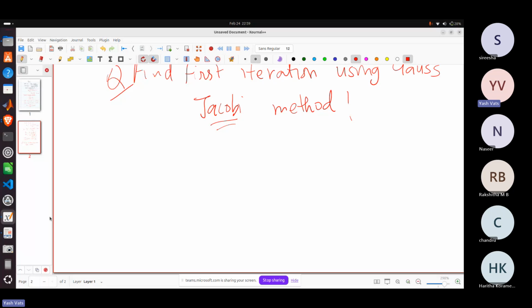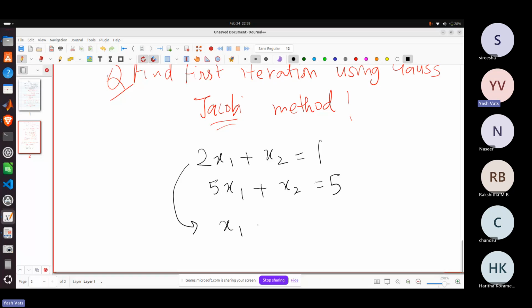So suppose I take a random equation kind of this, 2x1 plus x2 equals 1 and 5x1 plus x2 equals 5, say. Then how do you find that? So x1 is, from this equation, 1 minus x2 divided by 2. And from the second equation you find x2, which is 5 minus 5x1. So you have in this case the values of x1 and x2.